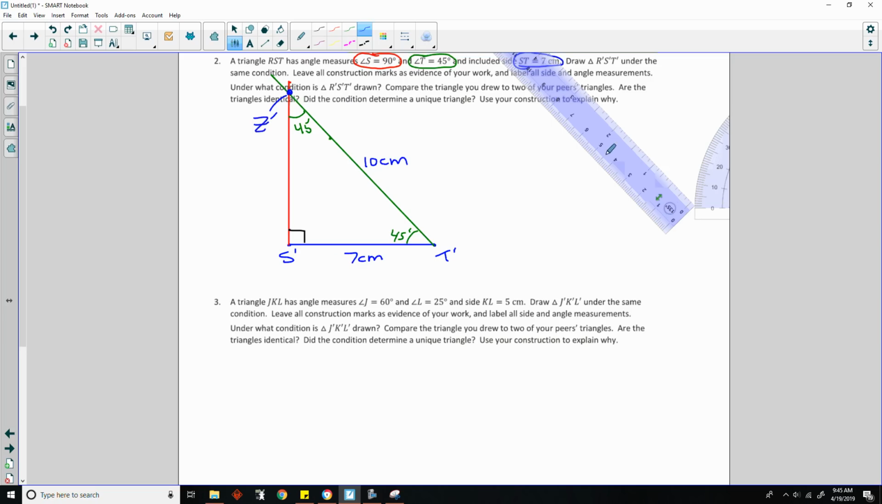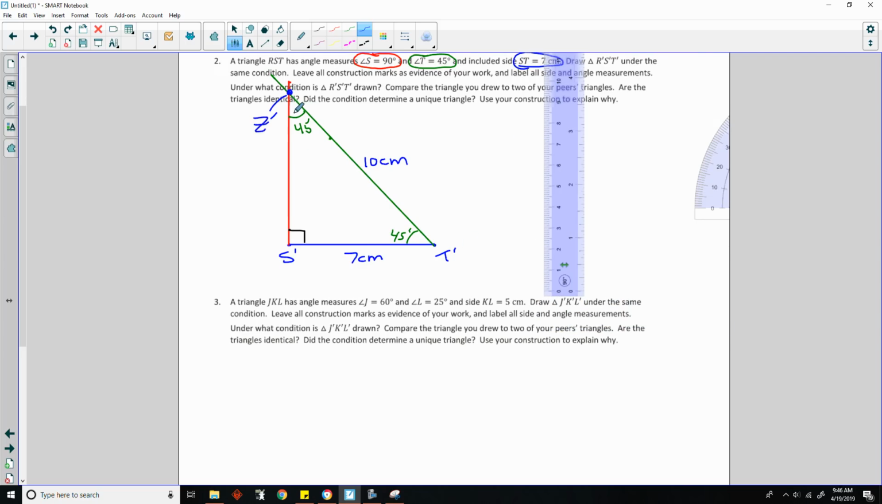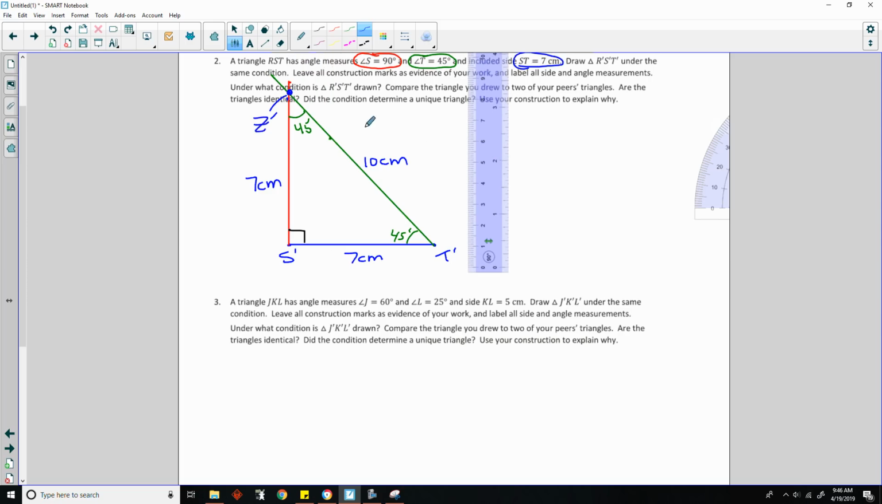Now ST is 7 centimeters. And since it's opposite this angle, we have a theorem that says the sides opposite two congruent angles are congruent. So without measuring, this should also be 7 centimeters. If I put my ruler there, it's a little bit more than 7 for some reason. 7 is right here. So if I move that down so that it was 7, this isn't totally accurate, but it's supposed to be 7. This has to be 7 because it has to be congruent to this side here.